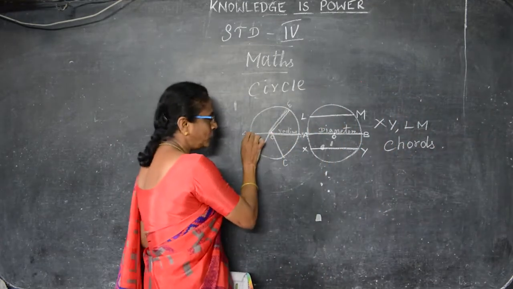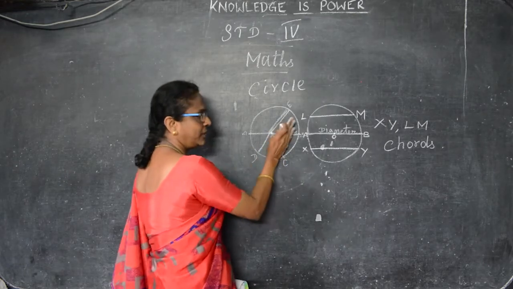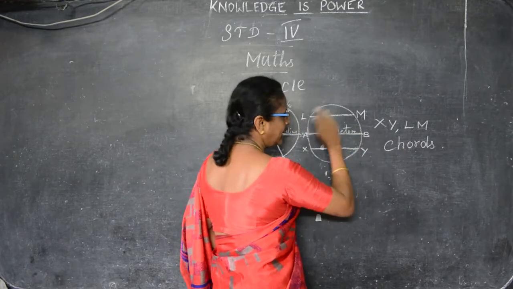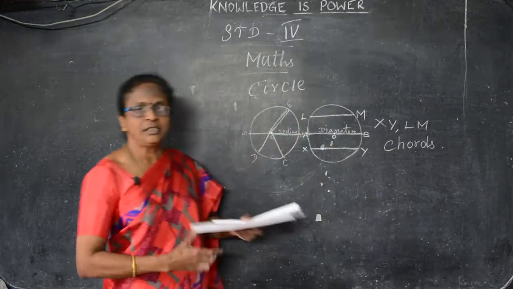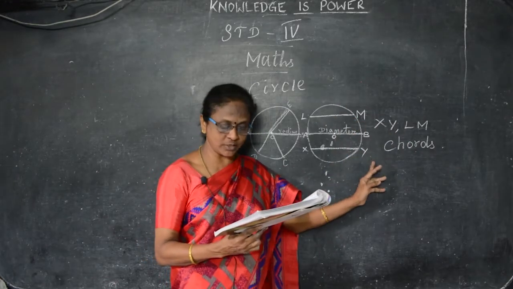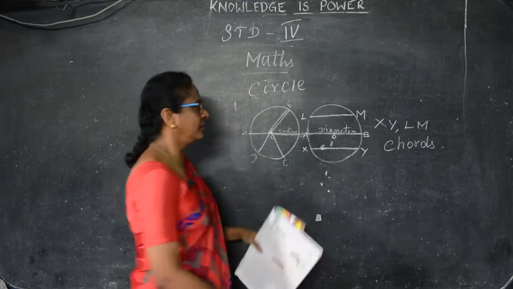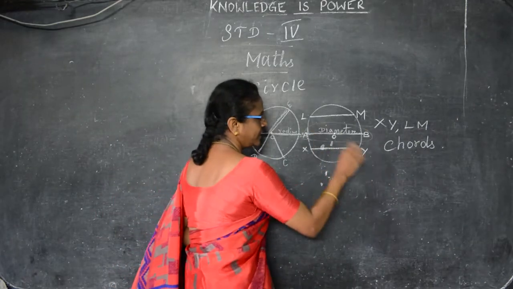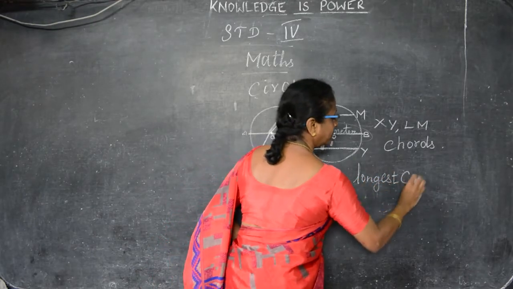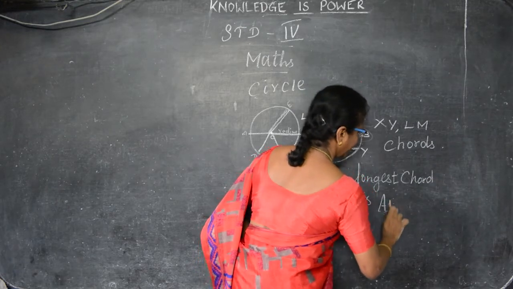This length is OA, OB, OC, from the center point to the circle, that is the radius. But AB is the diameter, and XY and LM are line segments, two chords. And the longest chord of the circle is AB. So the longest chord is AB.